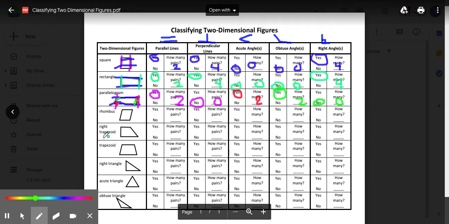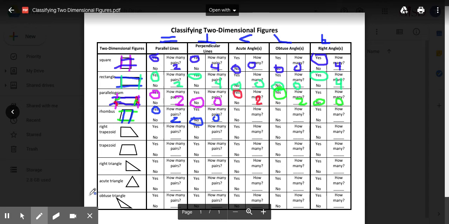Your next shape is a rhombus. It has 2 pairs of parallel sides, so you get the parallel sides here, and then you have the parallel sides on this side. So yes, I have parallel sides, and then there's 2 pairs. There are no perpendicular sides. There's no sides that meet at a right angle, so your answer here is no with 0.